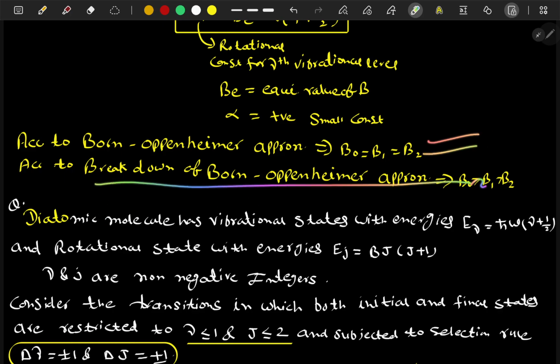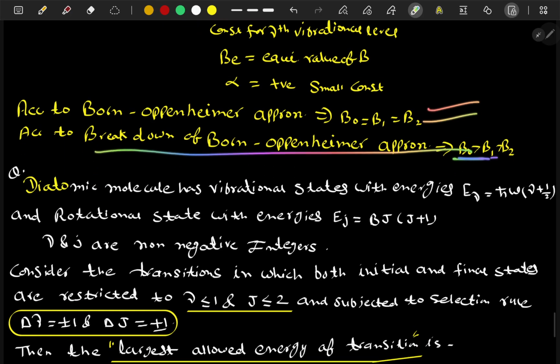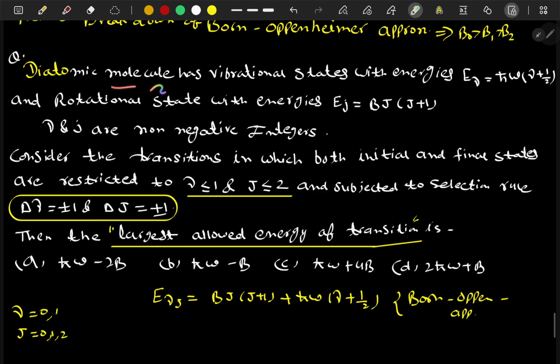So B0 is the highest, then B1 and then B2. Now we have a question: a diatomic molecule is there, with vibrational states of energy given by this, and rotational states with energy given by this. Very good, it is given to us for vibrational and for rotational.